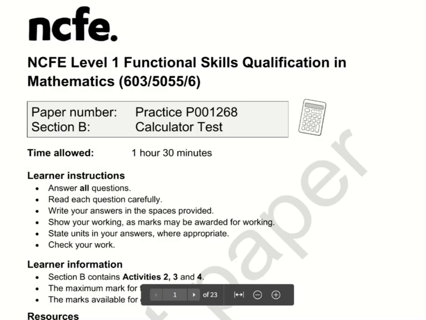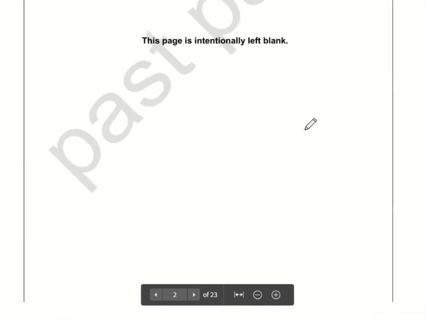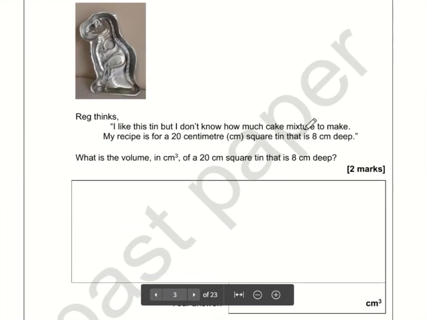Here are the video solutions for NCFE Functional Skills Maths Level 1. This is Section B, which is the calculator test, and this is the practice paper 2. Okay, so let's take a look at the first question.